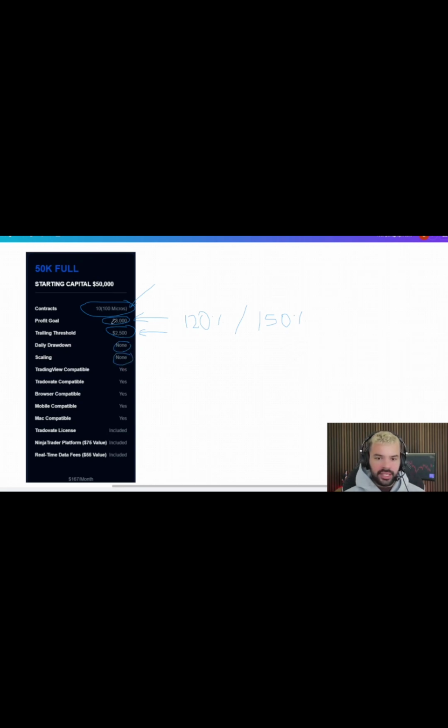There's no scaling plan. You can use up to your 10 contracts right off the get-go, and we'll cover this soon, but you can plug Tradovate into TradingView so you can trade directly out of TradingView. You can trade from your browser, from your mobile device, from a Mac or Windows. It provides the Tradovate license for you, so you don't need to have an existing Tradovate account. That's all provided for you, and again, I'll show you at the end of the video how to set that up. If you do have a preference for NinjaTrader versus Tradovate, it includes that platform. I personally don't use NinjaTrader at the moment, and it also includes the real-time data as well, level 1 data real-time.